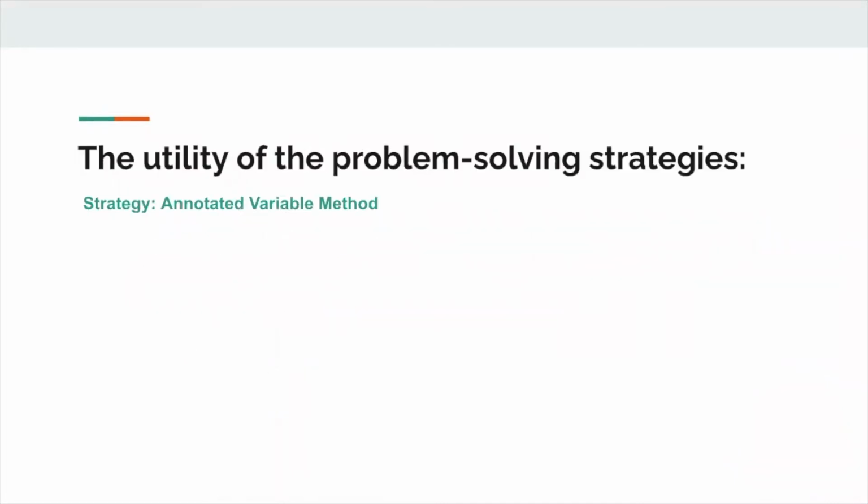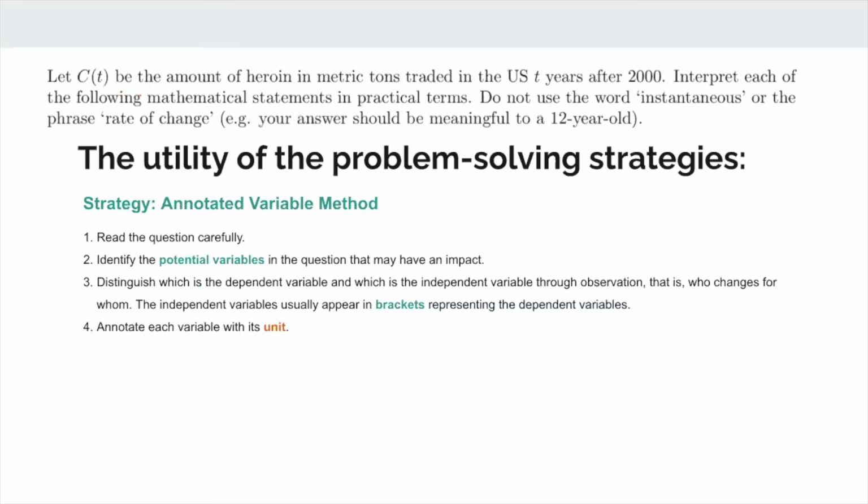The strategy we summarize is called the annotated variable method. The first step is to carefully read the question above and find as much information as you can. The second is to identify the potential variables in the question that may have an impact. For example, in this background, C(T) and T can both be viewed as potential variables. And the third step is to distinguish which is the input and which is the output through observation. That is, who changes for whom.